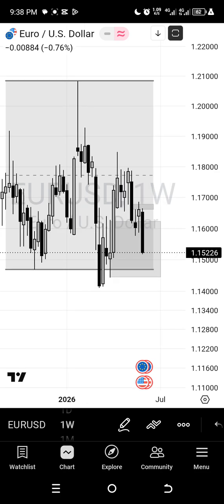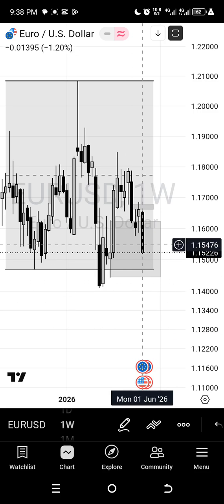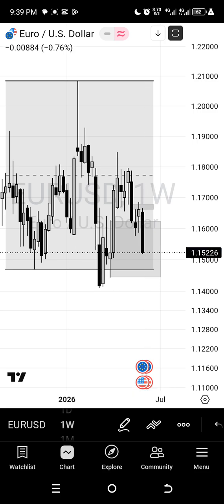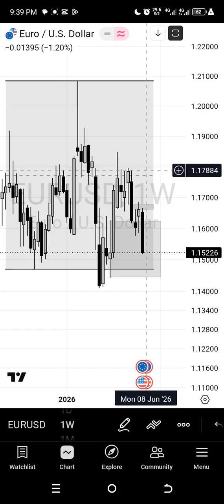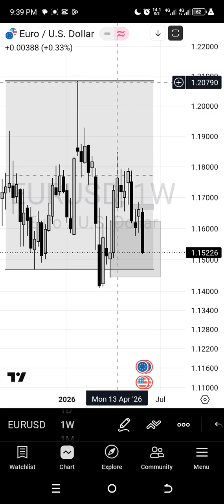So on the monthly we are bearish, on the weekly we are bearish until we tap into this key level, right? So the big picture is that our long-term draw on liquidity is this range high, so we should expect the market to go towards that range high.